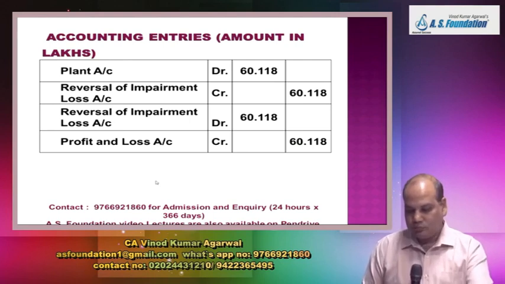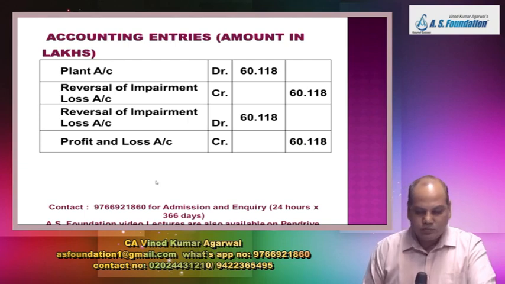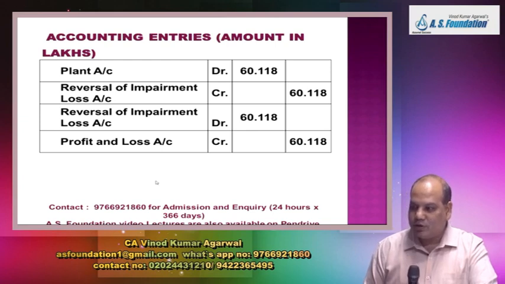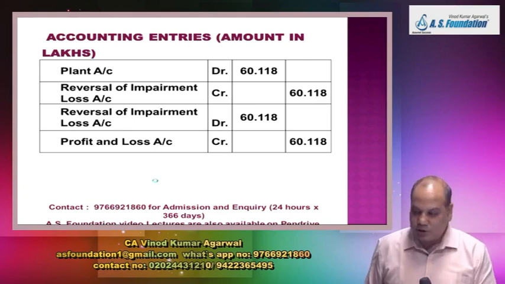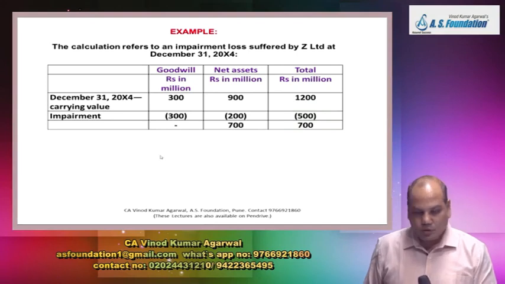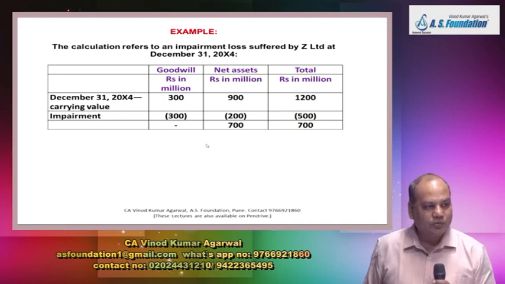You can pass one entry also: plant account debit to P&L account 60.118, or accumulated impairment loss account debit to P&L account 60.118. Done. So this is a good example of how you deal with impairment loss of an individual asset. The same logic applies to a CGU also.